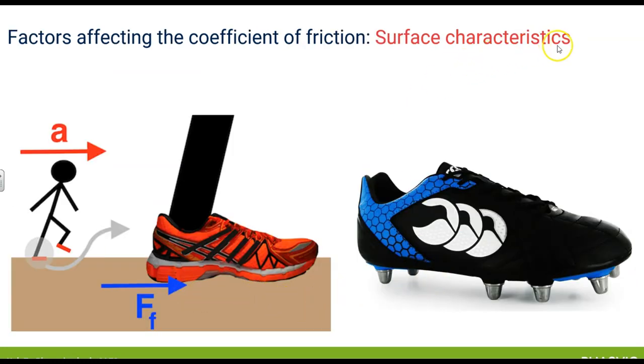The surface characteristics obviously will influence how much friction there is between the two surfaces. Your choice of footwear: if you played on a grass pitch and wore football boots with studs, there'd be a higher coefficient of friction, you'd have better grip than if you wore your trainers on, let's say, wet slippery grass. You'd have much less friction, a lower coefficient of friction. We choose our footwear often to suit the surfaces to get optimal grip.